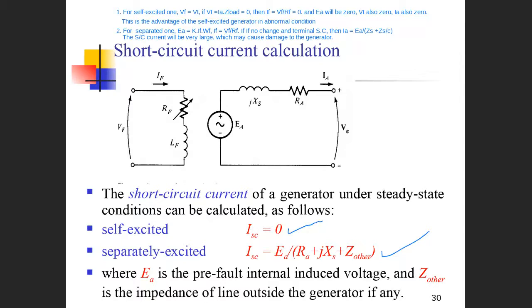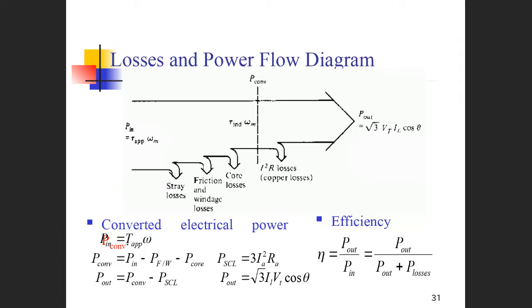This is the explanation about self- and separately excited machines in short circuit or overloading conditions. You should know how to explain to others the advantage and disadvantage of these two types of generator in abnormal conditions. The last point is the internal power flows of the generator. With the knowledge about the transformer and induction motors, the power flows inside the generators are not difficult for you to understand or follow.